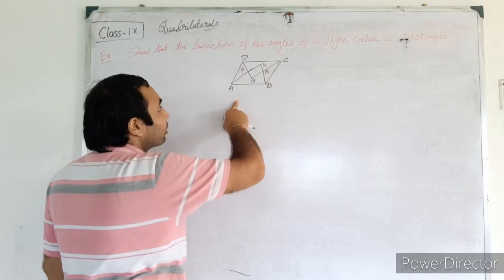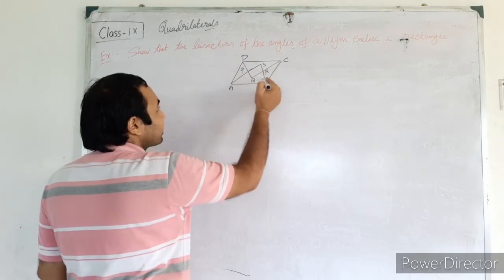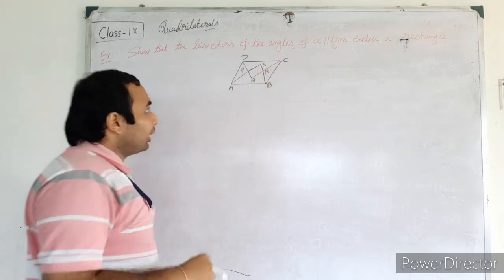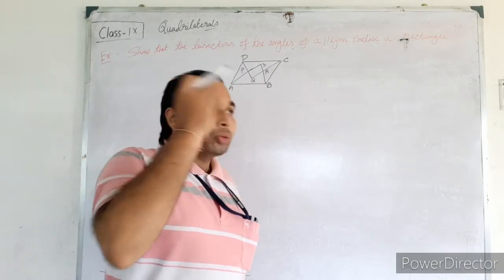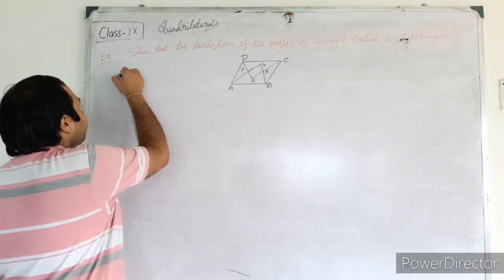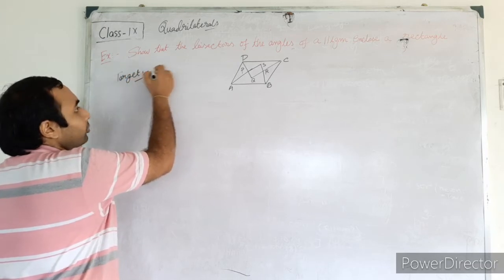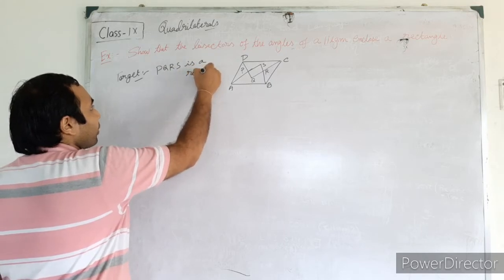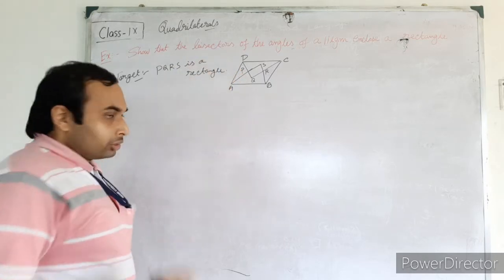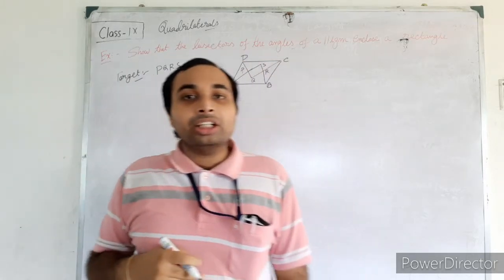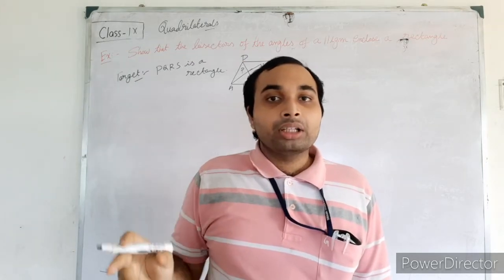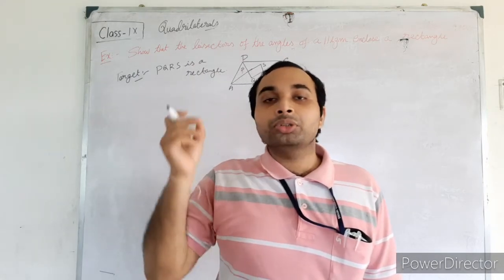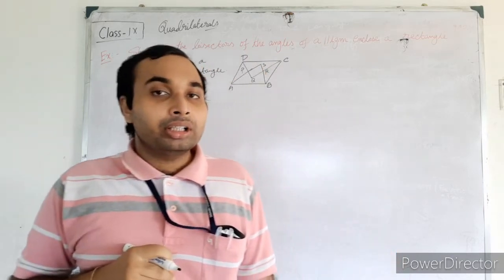ABCD is the parallelogram, and here AS, BS, DQ and CQ are the angular bisectors of this parallelogram. Here I am writing the target: we have to prove that PQRS is a rectangle. So first of all, what is a rectangle? A rectangle is a parallelogram whose one angle is 90 degrees.